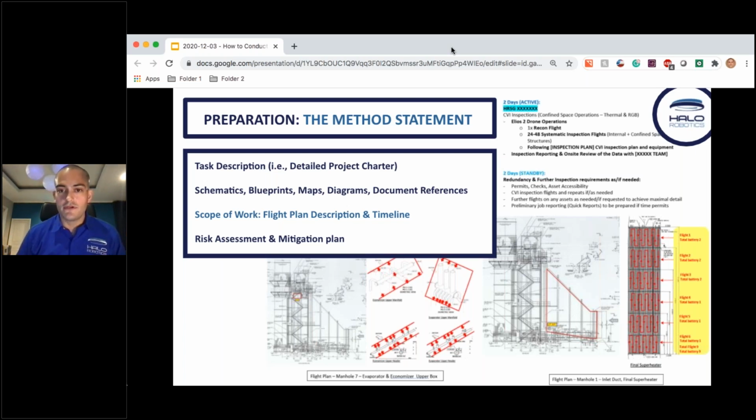So very, very important. And you can see in the top right there, listing exactly how many flights are going to be used for what, and exactly how much standby time may be required. Next slide, please.